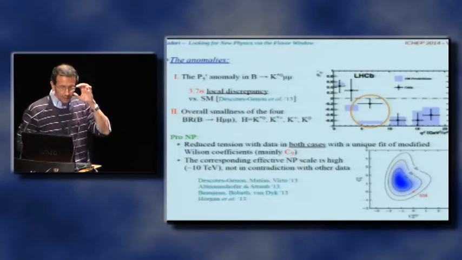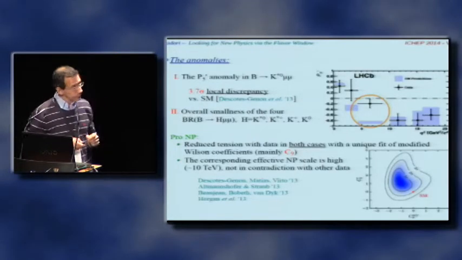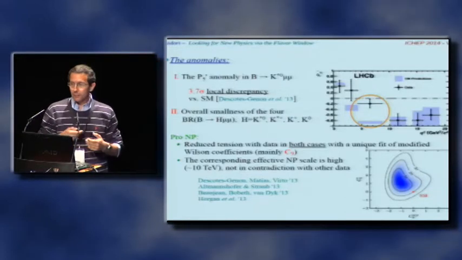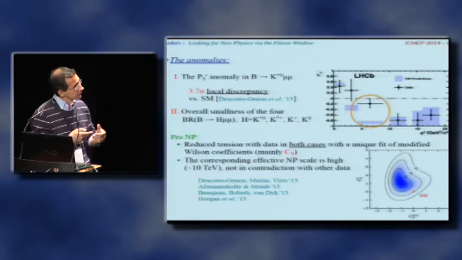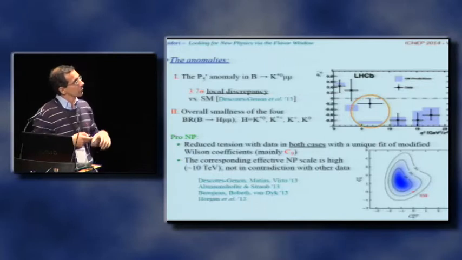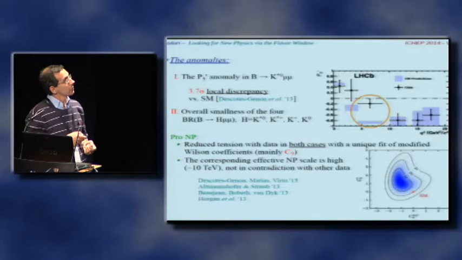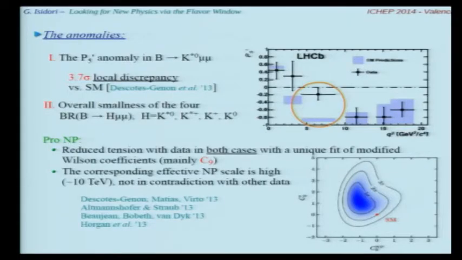So now, let's come to the anomalies or the tension. The first tension is this famous P5 distribution. P5 is a ratio of different angular coefficients, which is actually constructed in order to minimize the sensitivity to the form factors. And here, as was already discussed, there is a 3.7 sigma discrepancy with the prediction of the standard model. And there is also a second anomaly which fits well together with this, that is the overall smallness of the branching ratios.